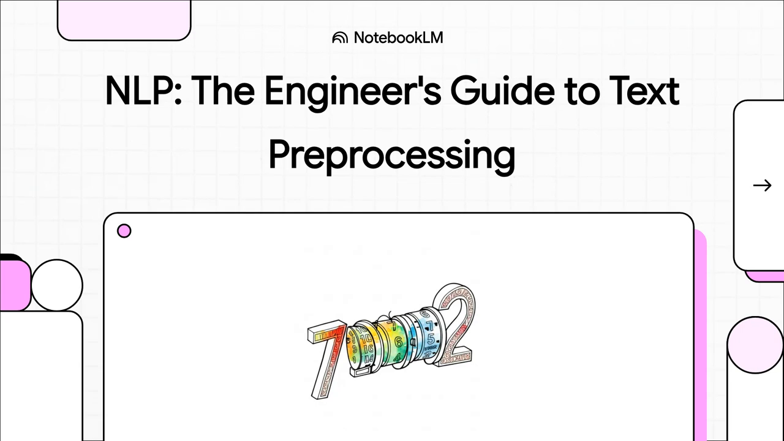All right, welcome. Today we are going to get our hands dirty and go on a bit of an assembler's journey. We're going to build a foundational NLP pipeline, starting with raw, messy, chaotic text and transforming it step by step into the clean, structured data that a machine can actually understand. So let's build this thing from the ground up.